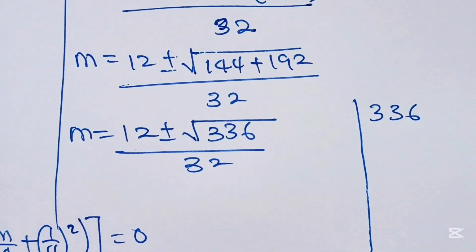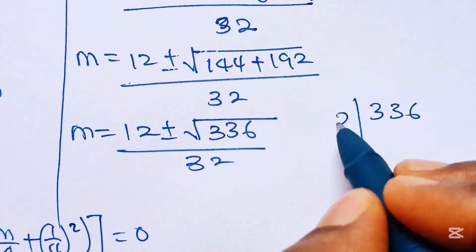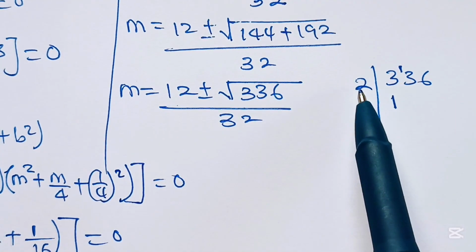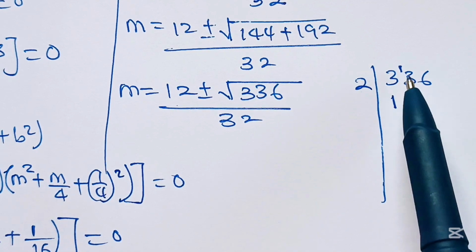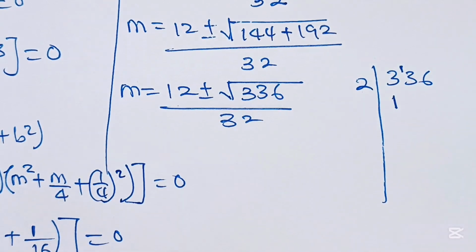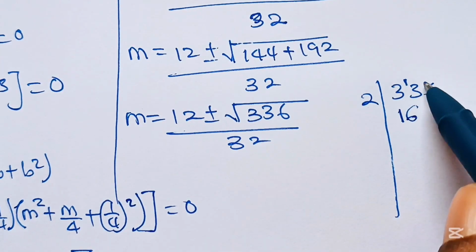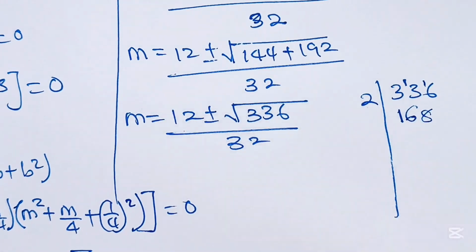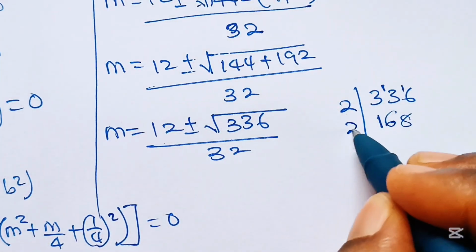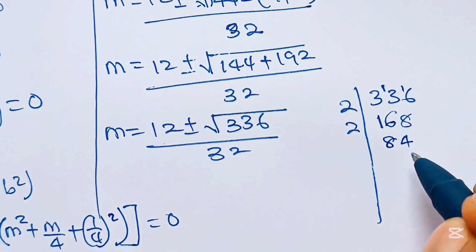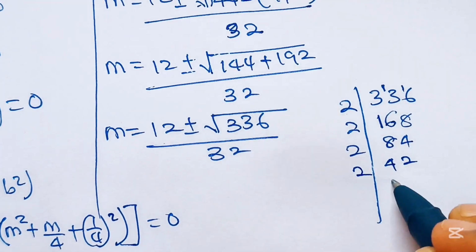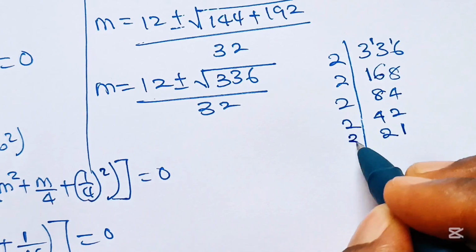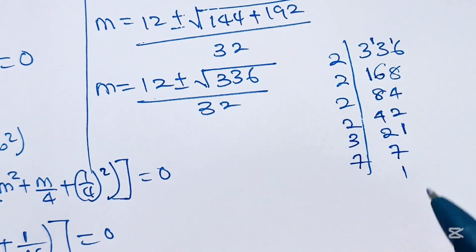Okay, we draw a line like this and we are going to bring out the smallest number that can divide it. So 336 divided by 2 gives us 168. We divide again by 2 to have 84. 2 we divide again to give us 42. 2 we divide to give us 21. Now 3 we divide to give us 7, and 7 we divide to give us 1.